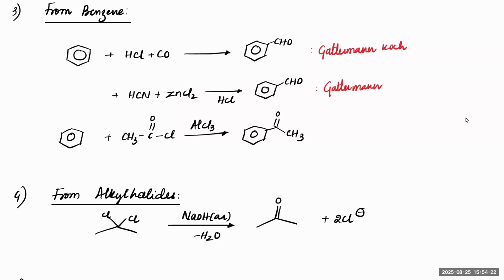where this will form an electrophile like this. HC double bond O plus. This is the electrophile. Here, HC double bond NH with plus charge. This is the electrophile. So here EAS reaction will happen. Both via EAS mechanism, it would eventually give you benzaldehyde.